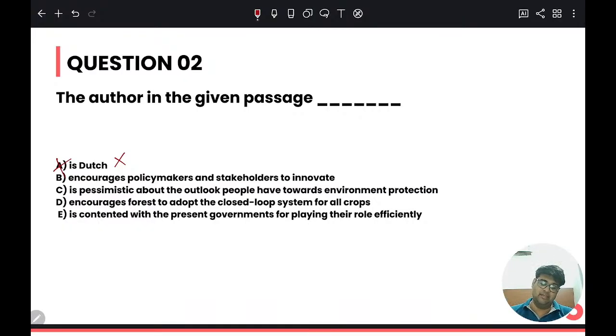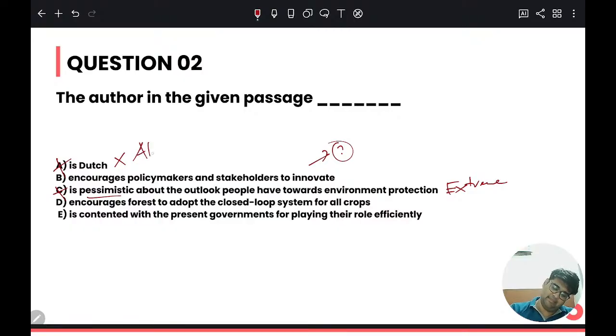Encourage policymakers and stakeholders to innovate. Yeah, that is kind of true. Like he wants innovation, he supports innovation. Is pessimistic. I'm marking it here. Okay, is pessimistic about the outlook people have towards environment protection. He's not pessimistic. He's actually confused. He's not saying that this is all bad. People don't have that attitude. It's not pessimistic. It's an extreme. So this is ruled out.